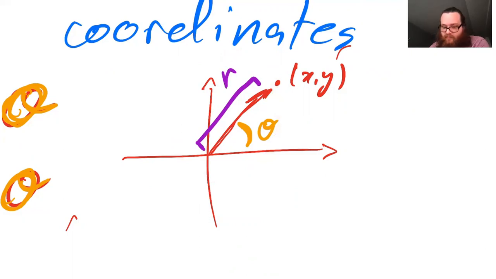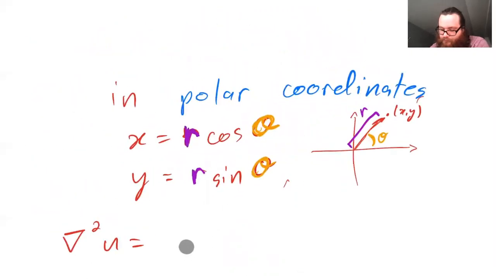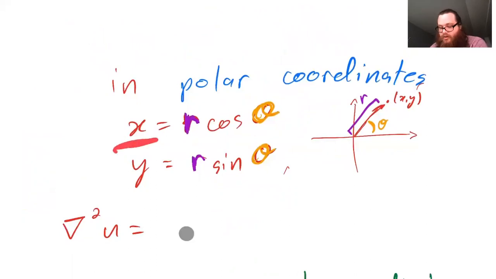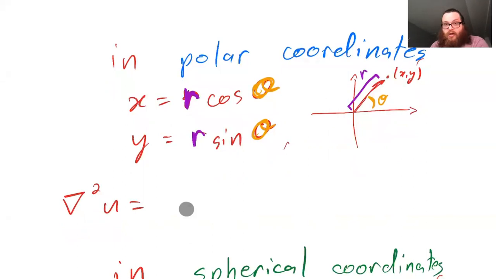What's the conversion? Our x coordinate is going to be r times cosine of theta. Cosine of theta is the horizontal contribution of the vector. Y is going to be r times sine theta. This is the vertical component, or the contribution of the vector from the origin to x, y. Okay, so those are polar coordinates.